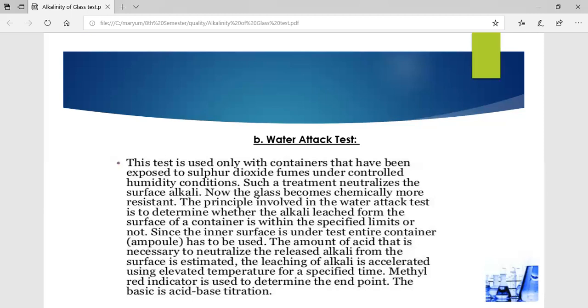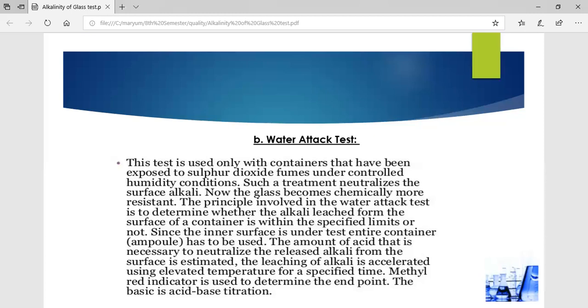So this test is used only for containers that have been exposed to sulfur dioxide fumes under controlled humidity conditions. Such treatment neutralizes the surface of the alkali. So basically, as we have studied in the type 2 glass, when we treat the type 2 glass with sulfur dioxide, it neutralizes the surface of the alkali. Now, this type of glass becomes chemically more resistant. The principle involved in this water attack test is to determine whether the alkali leached from the surface of the container is within the specified limit or not.